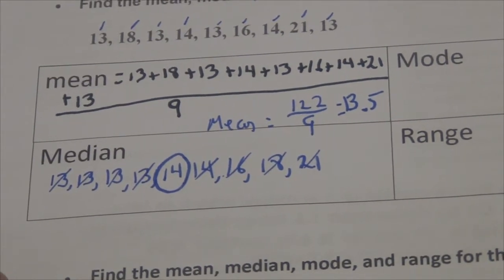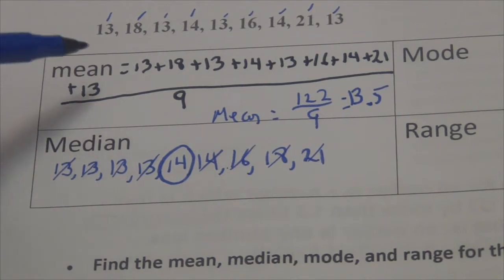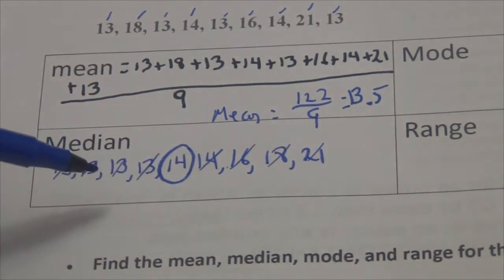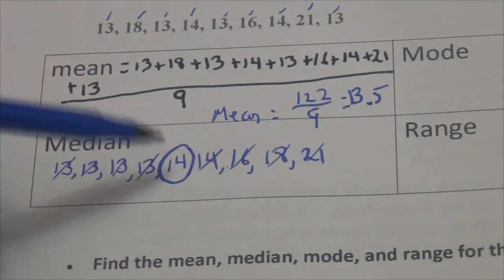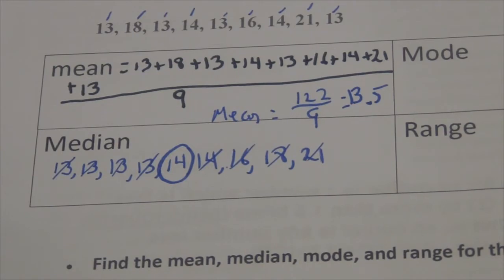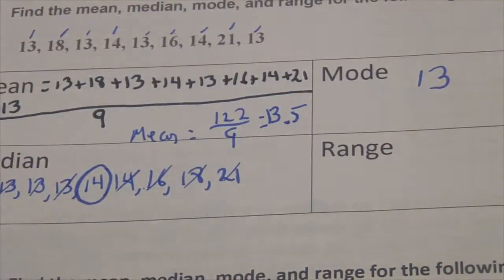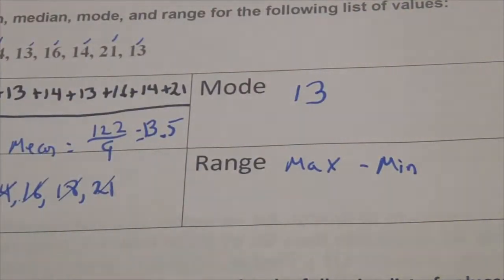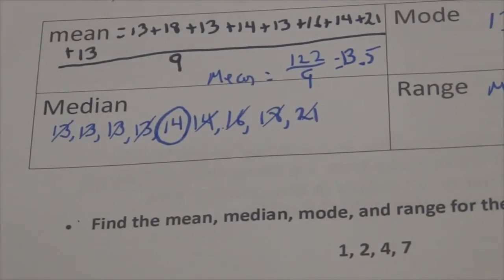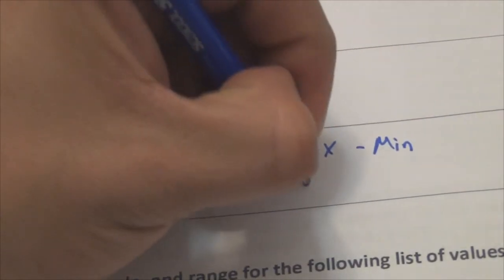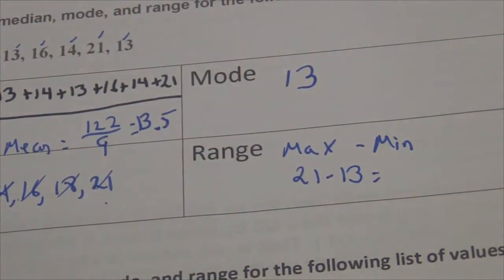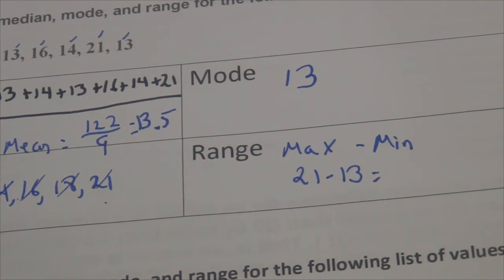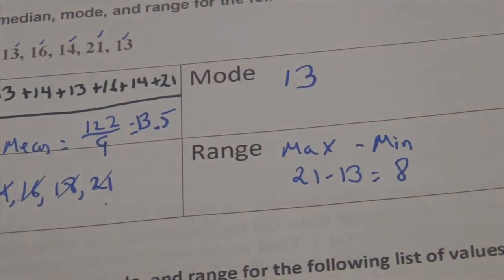All right, the mode. The mode is the number that repeats the most. Let's just look at this data to see which number repeats the most. 1, 2, 3, 4 13s. Nothing else has 4 numbers. So therefore, the mode is 13. The range is, and you can write it down, the largest number minus the smallest number, the maximum minus the minimum. So the range will be 21 minus 13. You don't need a calculator for that, right? 21 minus 13 is 8. Boom, you got that. And that is how you do the mean, median, mode, range.